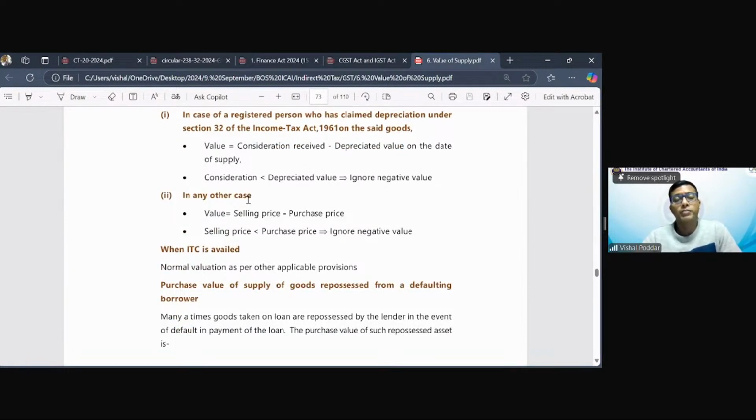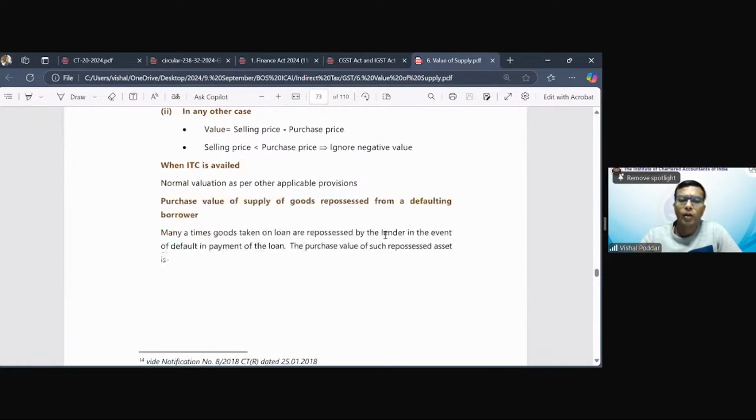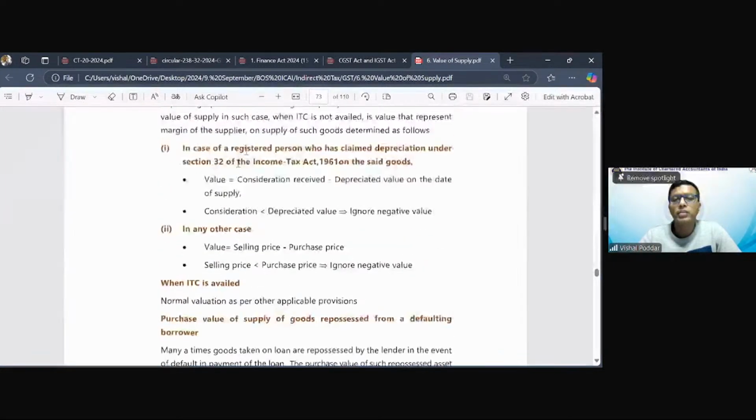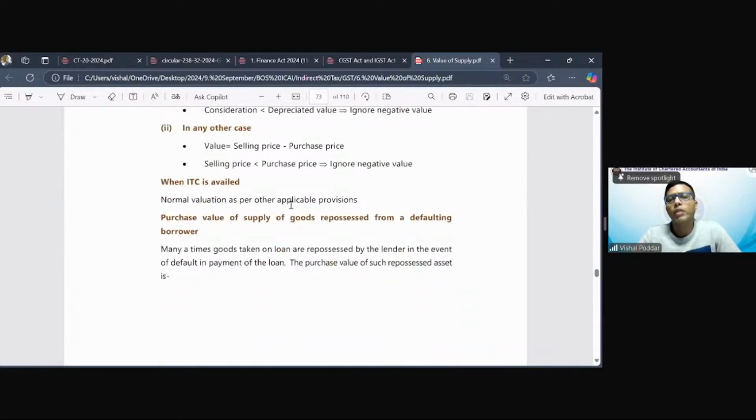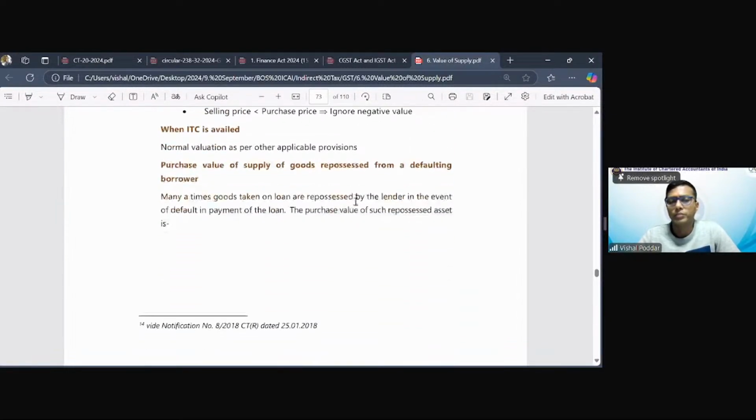In any other case, that is where I have not used the car, it means again I'm a dealer of cars, the above rule applies, that is value is sale price minus purchase price, and again if there is negative, no taxability. Most important, where ITC is availed, if I'm availing ITC, the benefit of this difference rule is not applicable, then normal value as per applicable provisions.